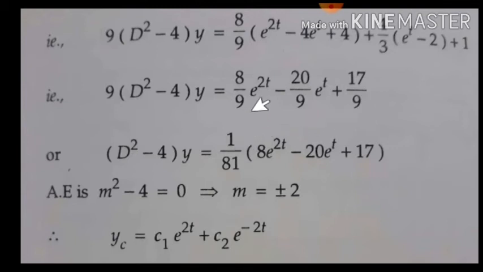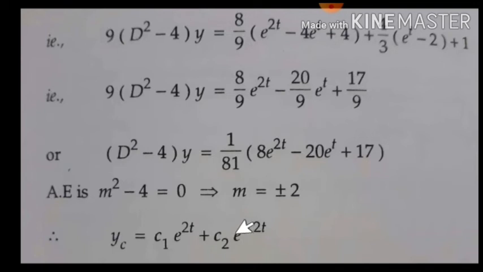Then they have brought this 9 to the right hand side, so it becomes 1 by 81. 9 square is 81. So 8 e to the power of minus 2t minus 20 e to the power of t plus 17. So solve this differential equation. The auxiliary equation is m square minus 4 equals 0, m equal to plus or minus 2, real and distinct roots. So c1 e to the power of 2t plus c2 e to the power of minus 2t. So we wrote the complementary function.